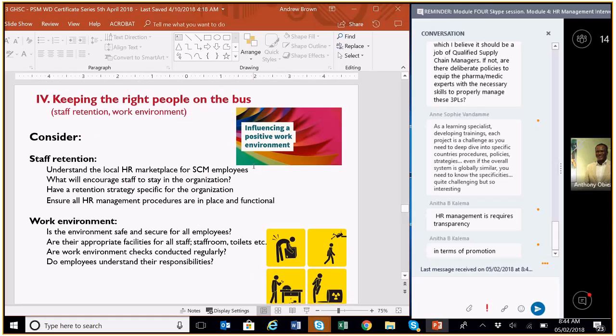This next area, which is really important and probably what I get the most questions about, is keeping the right people on the bus. If you've got good workers, very competent workers, how do we improve staff retention, and how do we keep the staff motivated? Motivation has been a constant theme of today's presentation, you will have heard, and staff motivation comes from a number of factors.